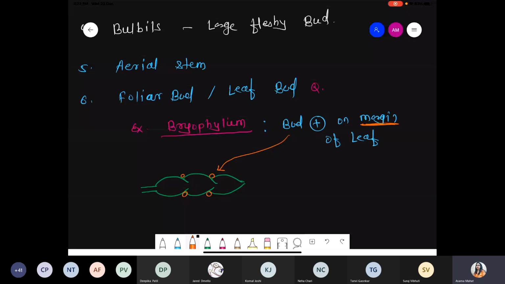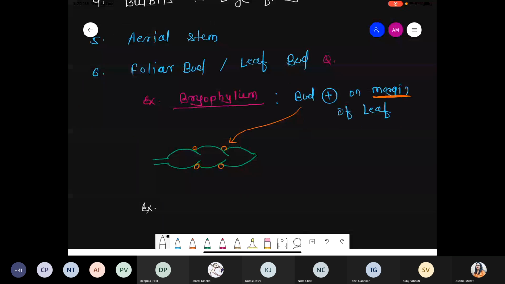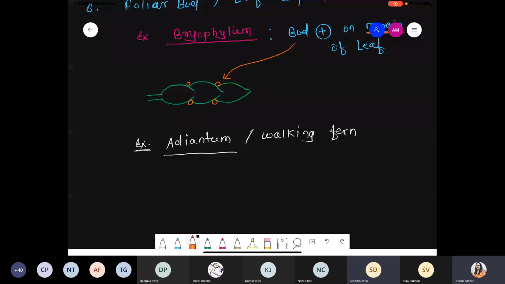Another example, to create confusion, is also the adding term. I hope you remember, in the adding term condition we saw that the adding term is also called the walking fern. And what's the reason? Adding term is also called walking fern. Why? Because yes, they grow from the leaf tip, obviously.